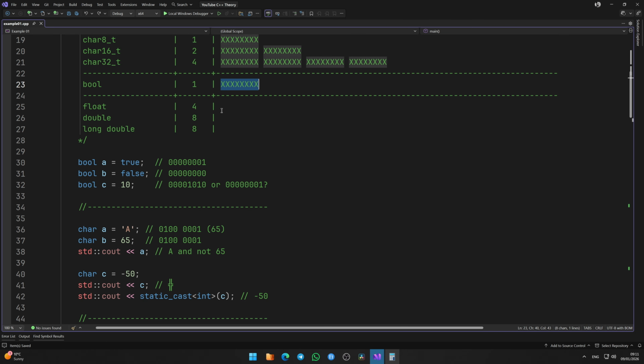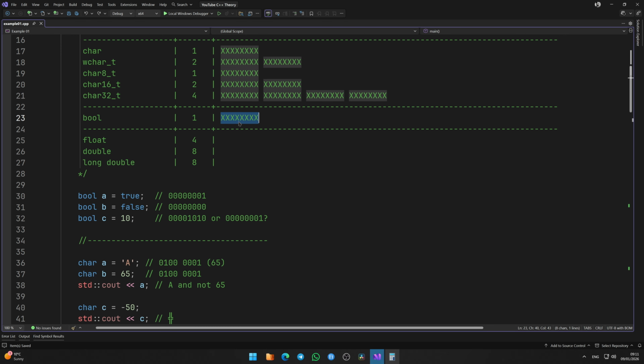Now let's talk about the values it stores. The literal true equals 00000001, which is the number 1. That's why I've said before that true is always equal to 1. The literal false equals 00000000, which is the number 0, so false is always 0.